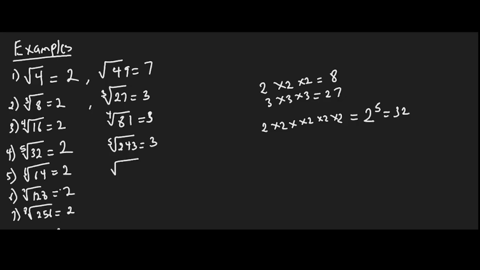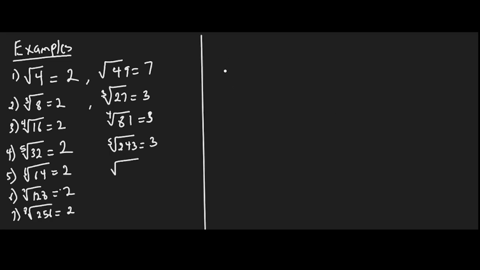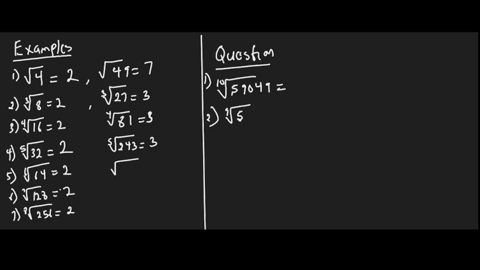Then proceed to 9, 10. Let me leave us with these questions, and we leave the answer in the comments section. If we have the 10th root of 59049, what's going to be the answer? Here we have the 9th root of 512. What's going to be the answer? Kindly drop your answer in the comment section.